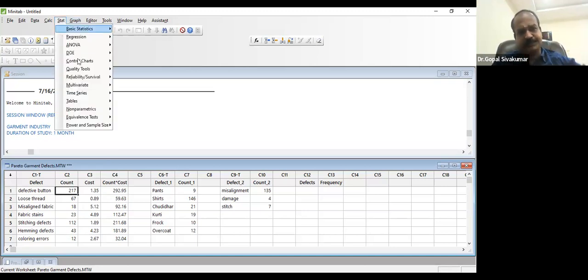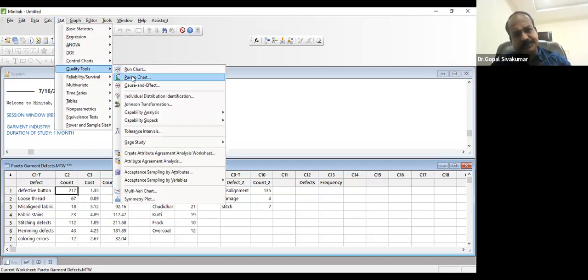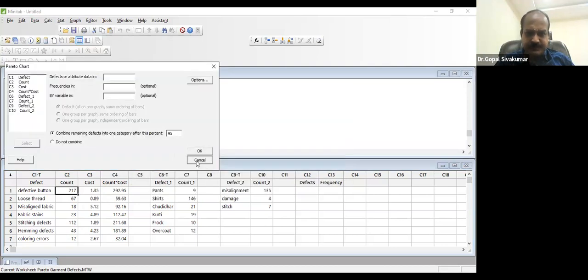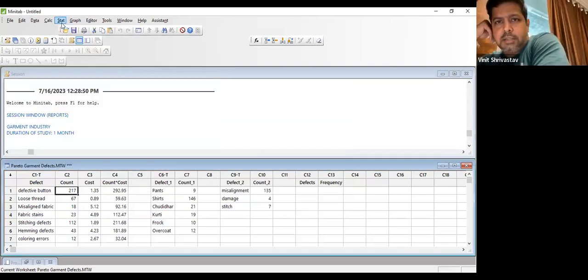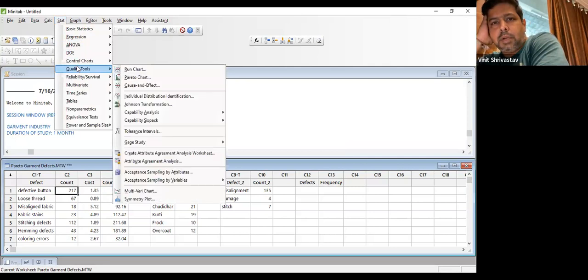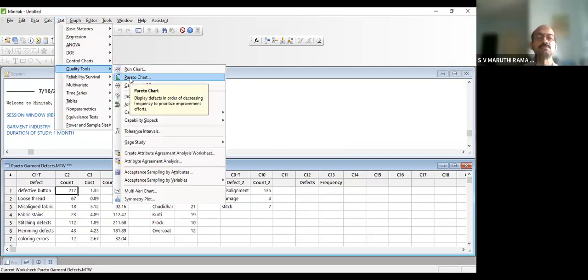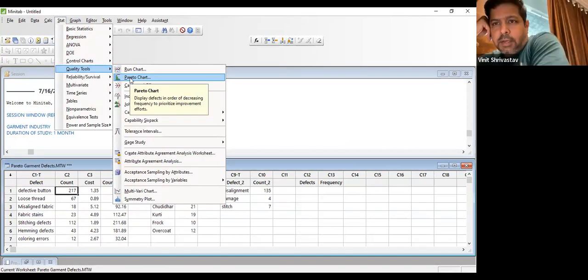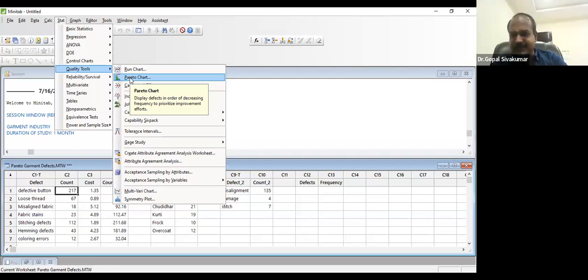There is the Stat option. There is Quality Tools. There is Pareto. I'll repeat this for all of you. Where should I go? Stat. Then I come to Quality Tools. Then I come to Pareto. Can one of you read the description that is coming under Pareto? Display defects in order of decreasing frequency to prioritize improvement efforts. This will display defects in order of decreasing frequency so that your improvement efforts get prioritized.